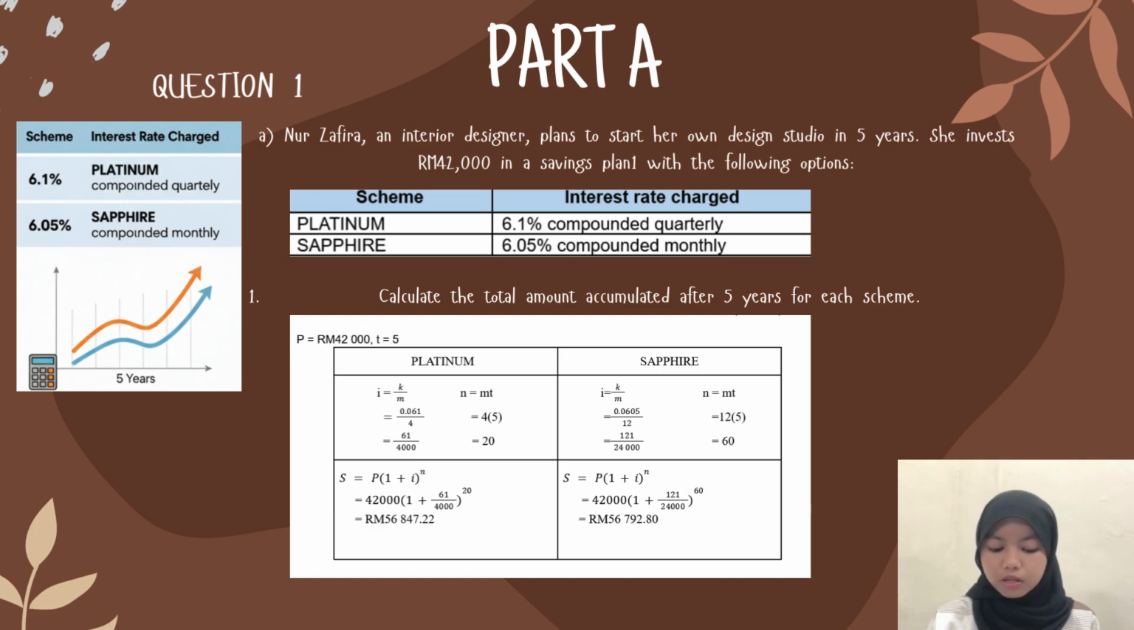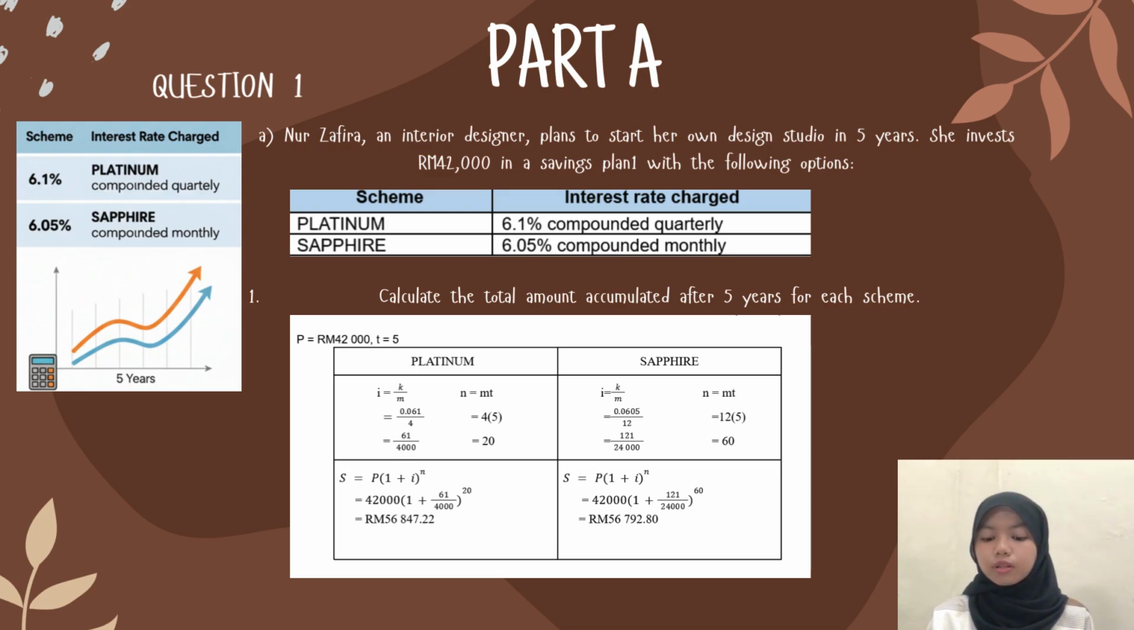For number 1, the first thing that we need to do is list out all the information given. We are given P equals RM42,000 and T equals 5 years. We need to find the I and the N. To find I, we use the formula I equals K over N. So we substitute the numbers. For platinum, we substitute 0.061 over 4 and we get 61 over 4,000. And for sapphire, 0.0605 over 12, so we get 121 over 24,000 for sapphire's I.